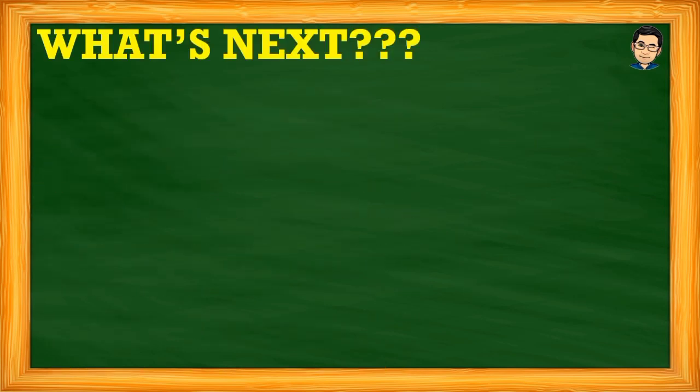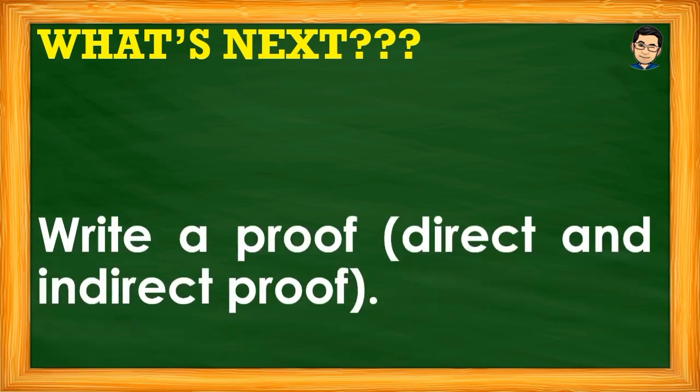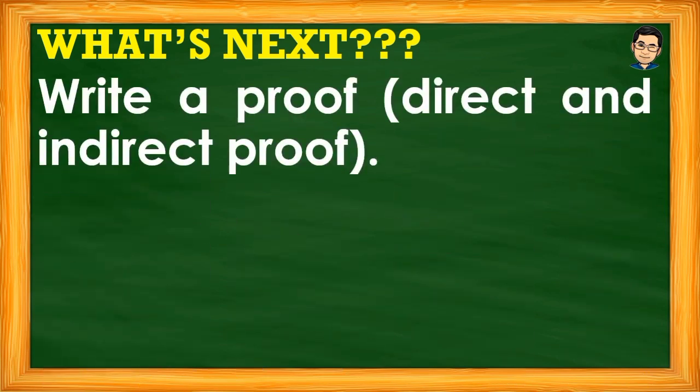So, after natin discuss yan, we will move on to the next lesson. Since na-discuss ko na po yung types ng reasoning, we will write a proof. So, there are two types of proof, direct and indirect proof. So, that's all. Thank you.